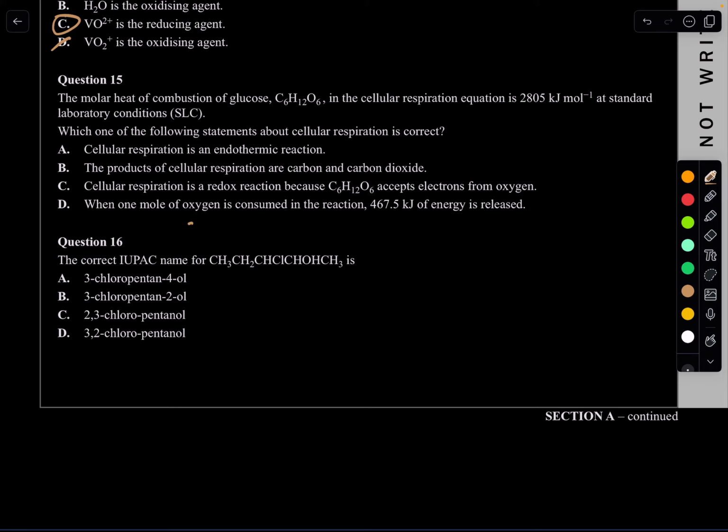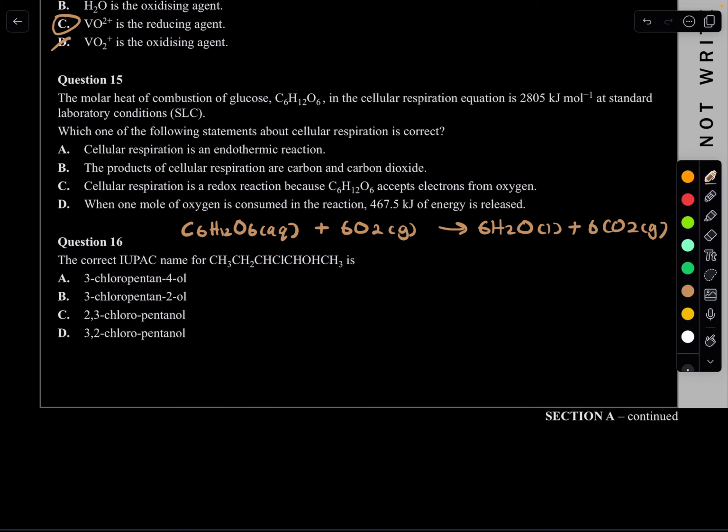So for cellular respiration, you take glucose, which at SLC is in its aqueous state, and you have 6 oxygen gas molecules, and that forms 6 water molecules in their liquid state, because it's at SLC, and 6 CO2 in the gaseous state.